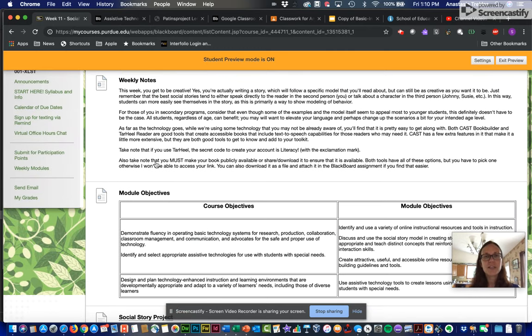But our social story is a really fun chance for us to get creative. You're actually going to write a story, and you're going to publish it in one of two mediums. So you'll have a choice between Cast Book Builder or Tar Heel Reader. Those are both accessible book building software tools. They are both available on the web. They work best on a computer. I think you can still access them from your phone, but it's probably easier if you use your computer. And then you can create little books that you can share wherever you like.